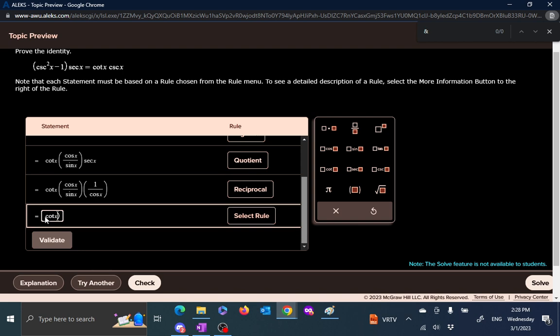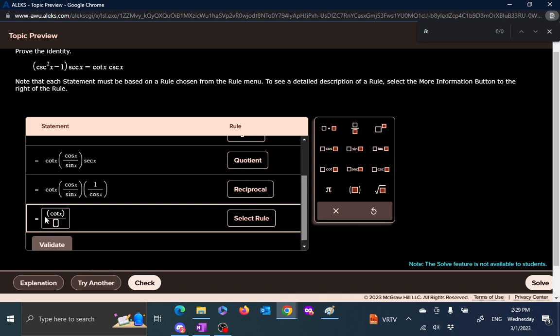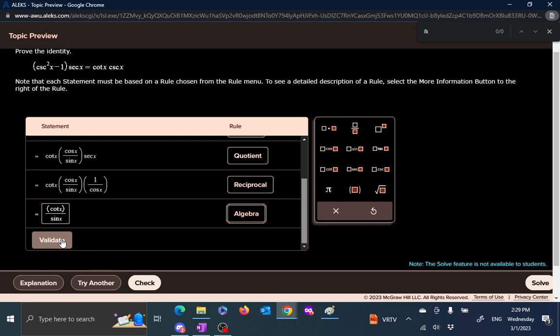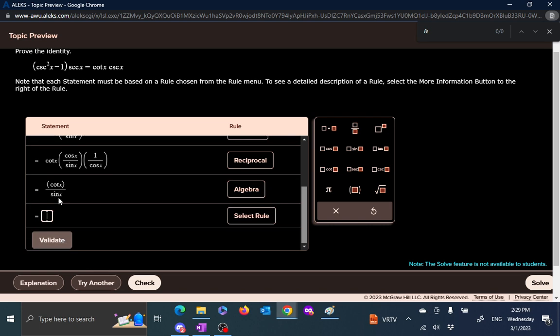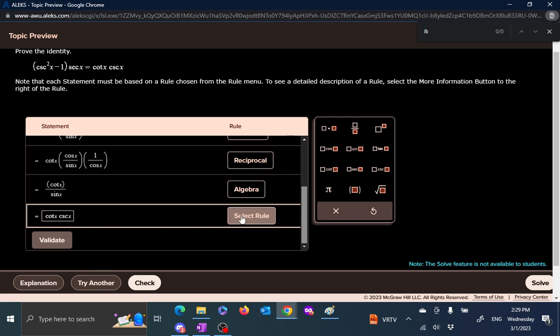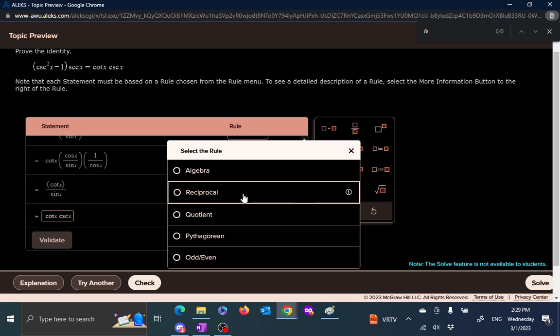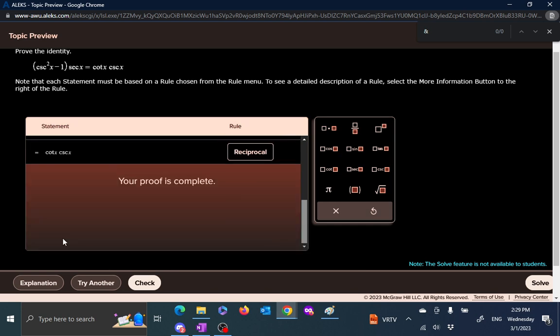Now I cancel my cosine and cosine, and all that's left in the denominator is sine of x. So all we did here was some algebra. Are we okay? Yes. Now 1 over sine of x is the promised cosecant of x. So I have cotangent of x times cosecant of x. And the rule that we are applying now is the reciprocal identity again. So I applied the reciprocal, validate.